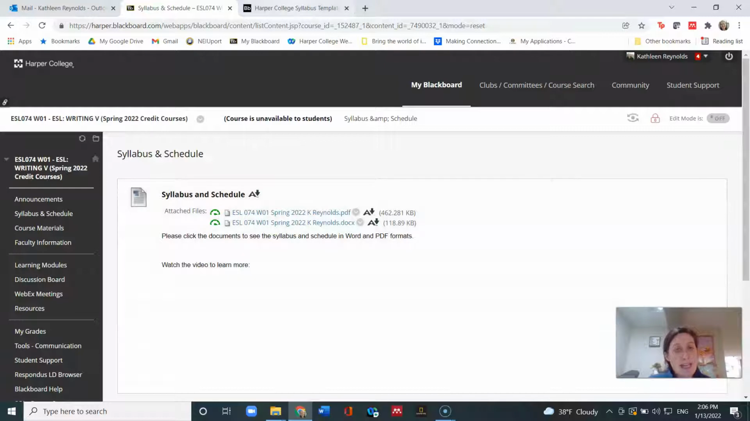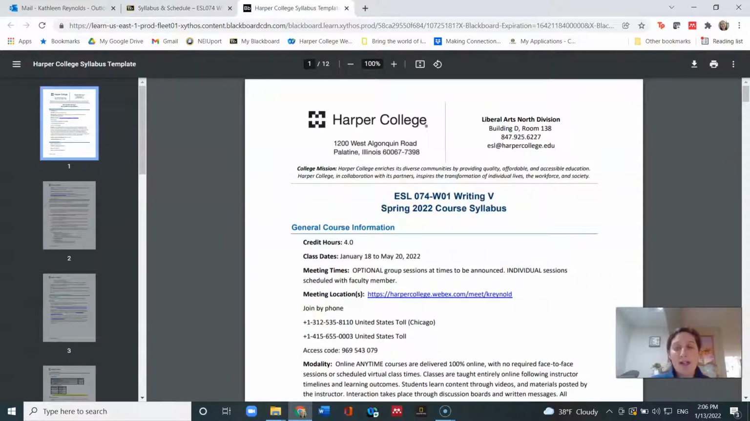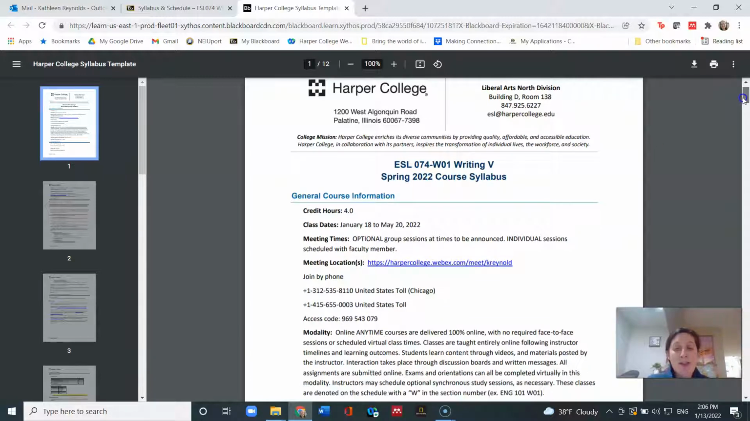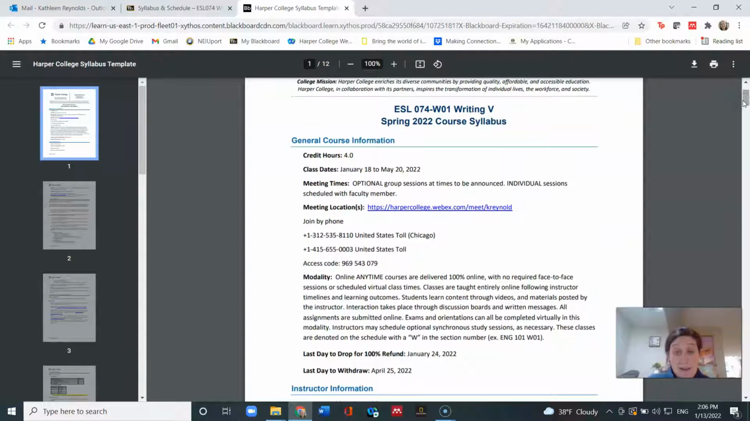And the syllabus is the guide for the whole class, so I do want to go over a few points in our syllabus together. So our class dates are January 18 to May 20. We don't have any meeting times because this is a fully asynchronous, means no online meeting time class. We will have optional group sessions at times to be announced.